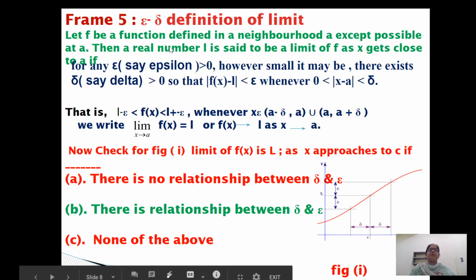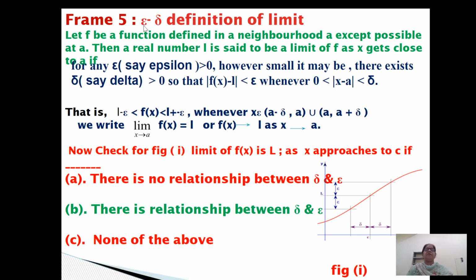Now next, the main topic in your syllabus is the epsilon delta definition of limit. Let f be a function defined in a neighborhood of A, except possibly at A. Then a real number L is said to be the limit of f as x gets close to A if, for any epsilon greater than 0, however small it may be, there exists a delta greater than 0. This symbol is delta and this symbol is epsilon.